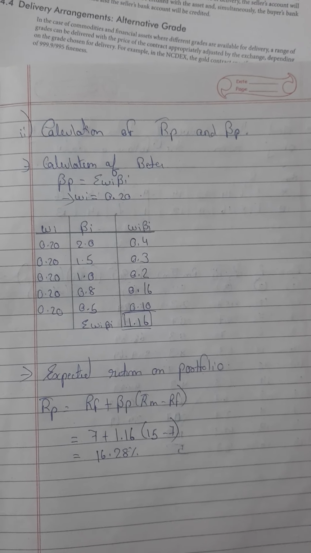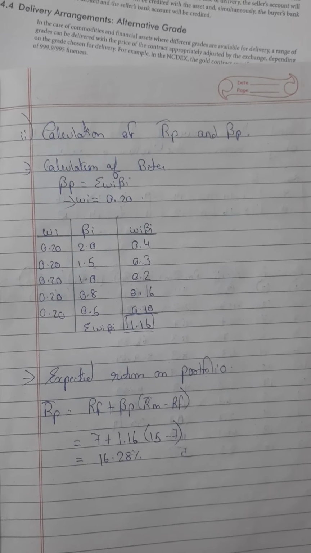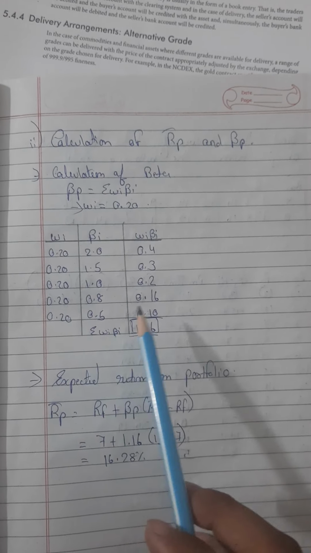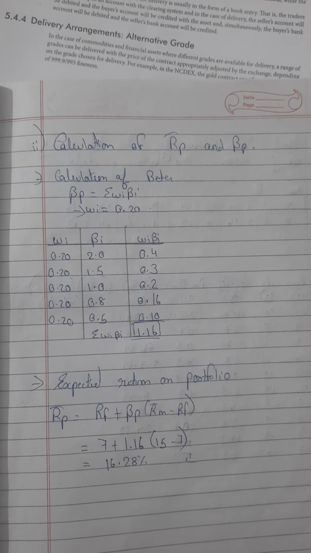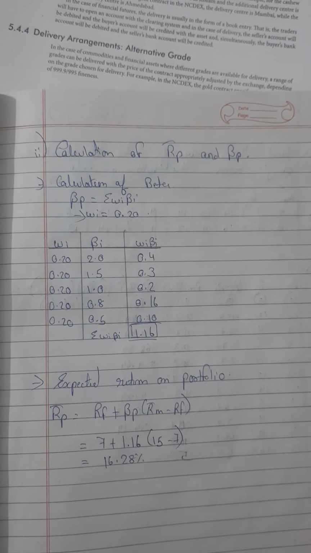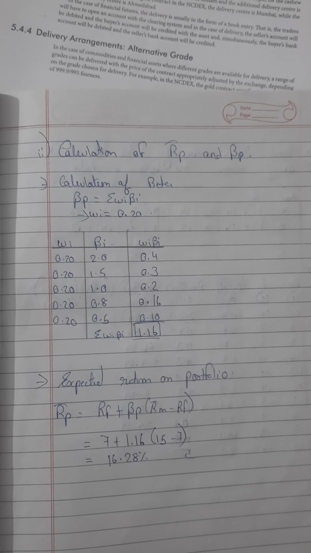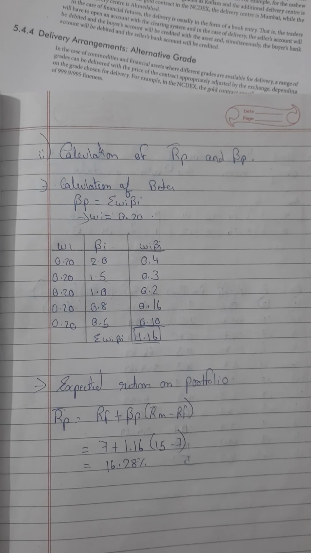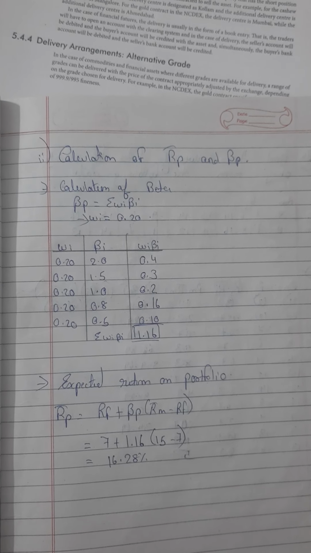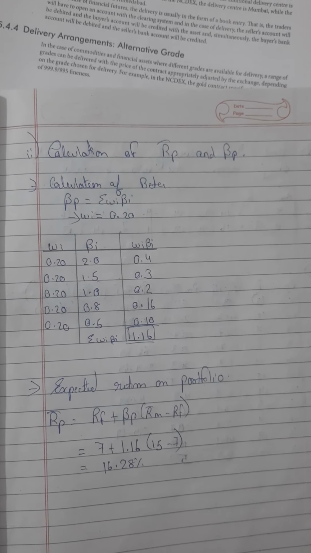We have to calculate the expected return of the portfolio and beta for the portfolio. For calculating beta for the portfolio, we have a simple calculation here, that is sigma WiBi. Here no weightage is given in the question, hence we will assume that the weightage is equal for all the 5 securities. Hence we will divide 100 by 5 and have 20 as the weightage.